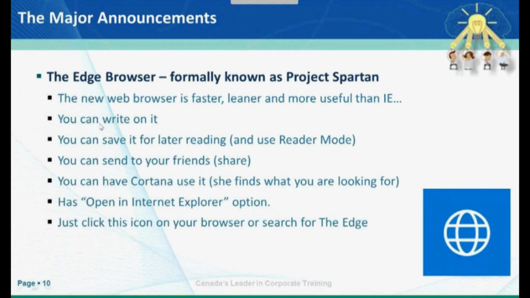We can write in our browser. We can save it for later reading, and there's something called reader mode. And we can send it to our friends using the share button. And we can even have Cortana. And this is by default once Cortana is turned on. Cortana can use it to find information of things she doesn't know. Just like us as trainers, we don't know something, we go find the information. We don't know everything. All right, so Cortana does the same thing.